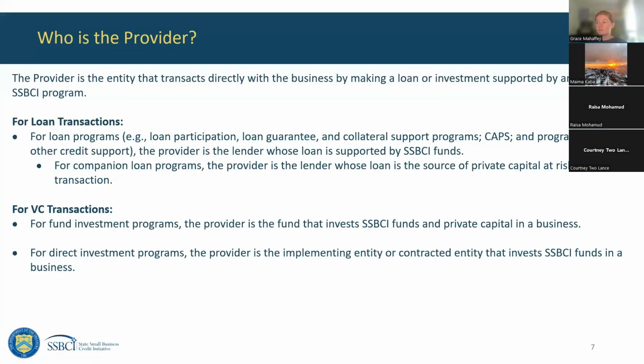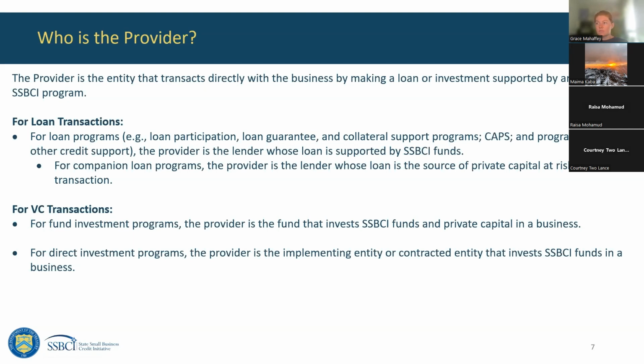Okay, another big one is identifying the correct provider on your disbursement request form. So for each transaction, jurisdictions should be sure to input the correct provider. Many of the provider definitions are straightforward and can be found here on the slide and in the reporting guidance, but I want to highlight a few. First, I want to touch on the companion loan transaction provider. So the provider for companion loans is the lender whose loan is the source of private capital at risk for the transaction.